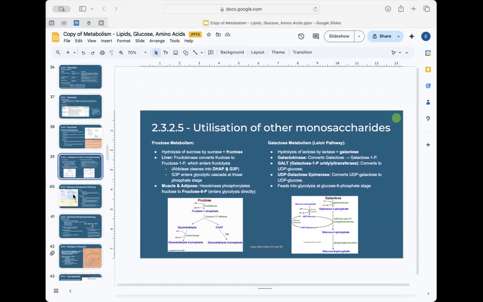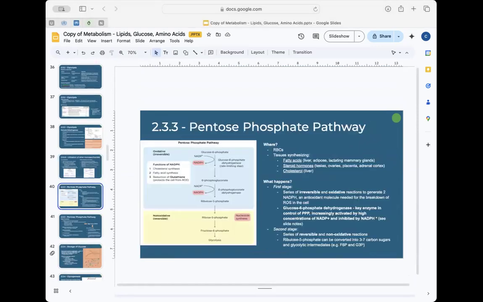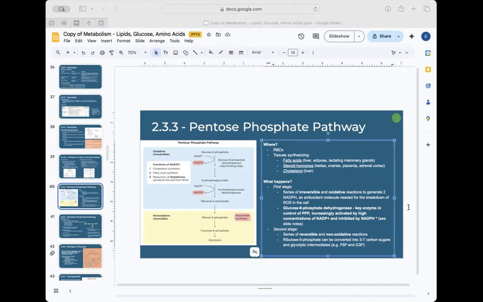Cool. Next up, pentose phosphate pathway. It doesn't make ATP, but it's still important. It runs mainly in the tissues doing loads of biosynthesis, so the liver, adipose, adrenal cortex, and also it happens in red blood cells, and that's for antioxidant protection.